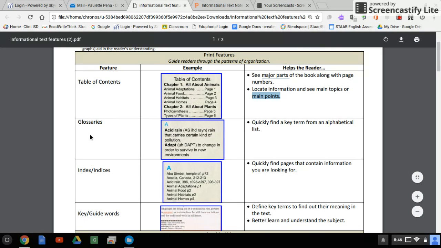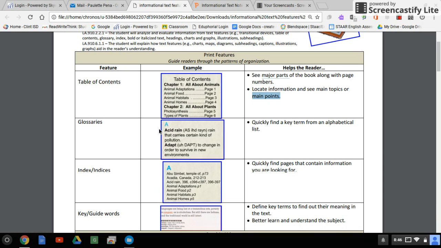The next one is glossaries. A glossary helps the reader to quickly find a term from an alphabetical list. So let's go ahead and do quickly find a key term. Quickly find a key term, highlight, and alphabetical list. Your glossary is always going to be in alphabetical order.